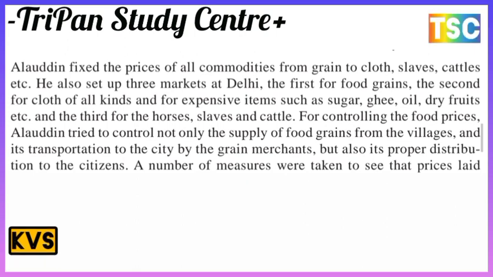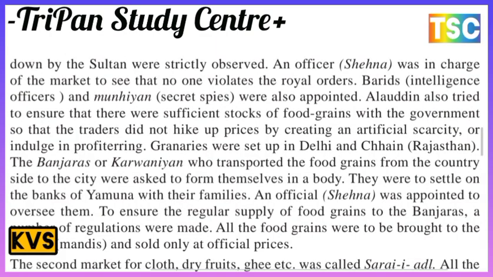For controlling the food price, Alauddin tried to control not only the supply of food grain from the villages and its transportation to the cities by the grain merchants, but also its proper distribution to the citizens. A number of measures were taken to see that the prices laid down by the Sultan were strictly observed. An officer, Shahna, was in charge of the market to see that no one violated the royal order. There were also intelligence officers and Munhiyan, secret spies, who were appointed.